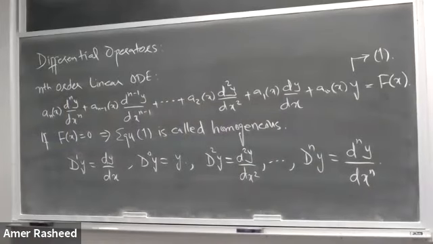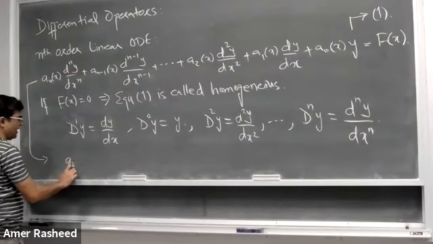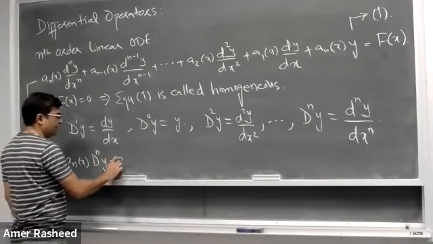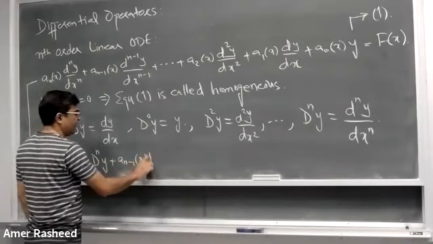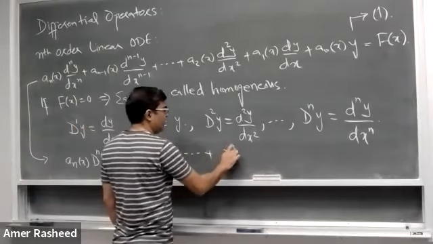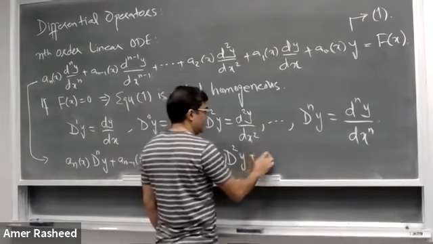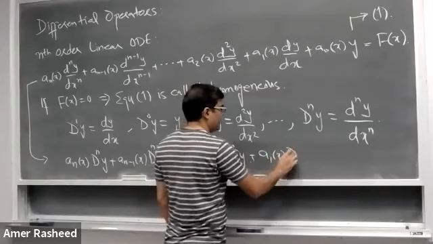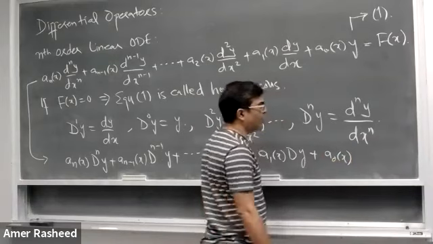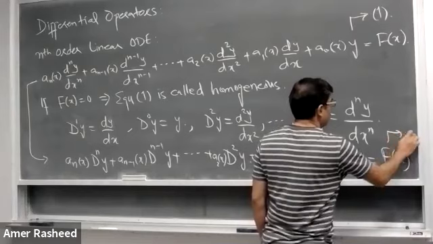If we use this notation, then we can write this equation in this form: an of x Dn y plus an minus 1 of x Dn minus 1 of y plus so on plus a2 of x D2 of y plus a1 of x Dy plus a naught of x D0 of y, or simply y, is equal to f of x. So this is our equation 2.